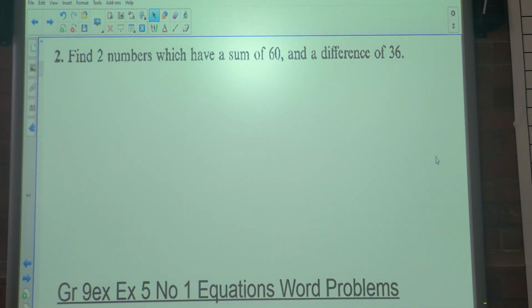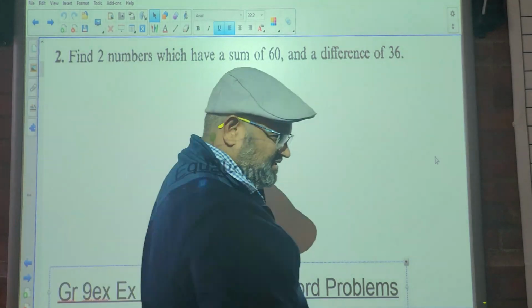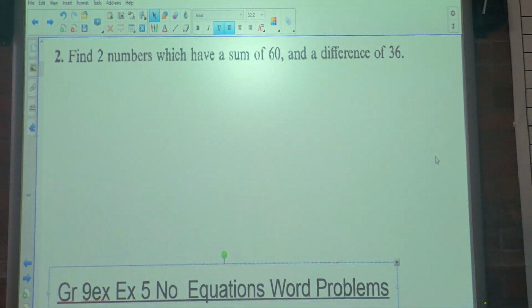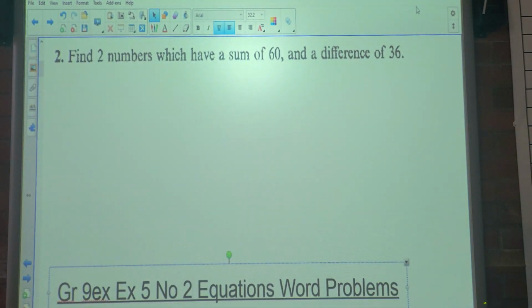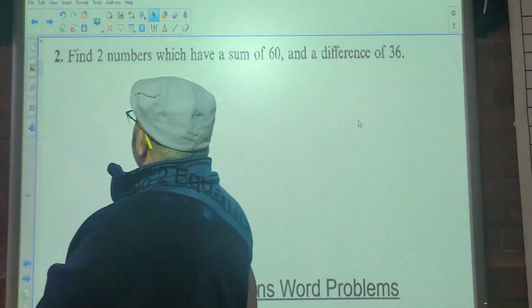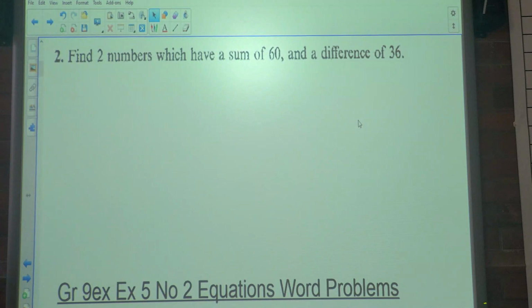Problem number 2. So let's change here. Let's do it right this time. Normally I forget about changing the numbers, because all I want to do is maths. Problem number 2. Find two numbers which have a sum of 60 and a difference of 36.